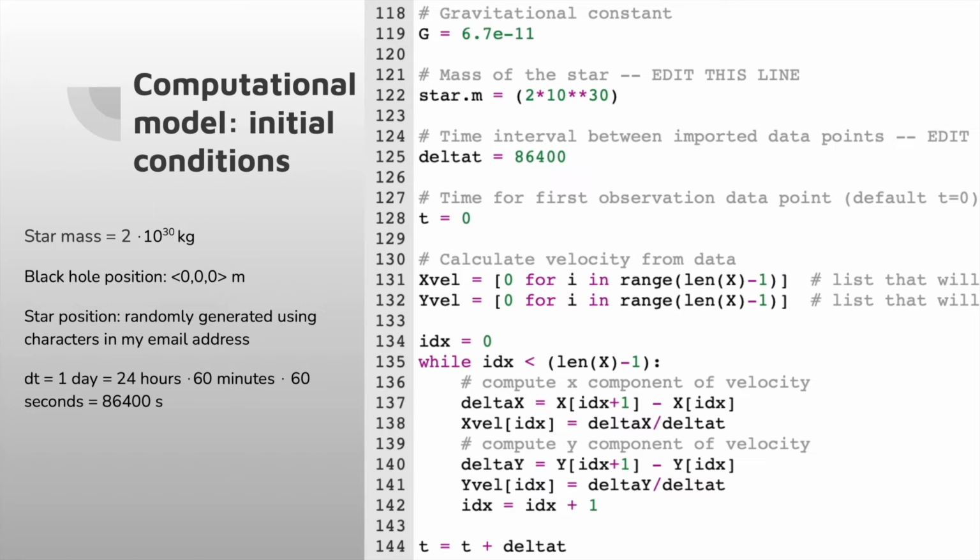The initial conditions of the computational model include the star mass of 2 times 10 to the 30th kilograms. The black hole position is the origin, and the star position is randomly generated using the characters in my email address. And delta t is 1 day, which is equal to 86,400 seconds.